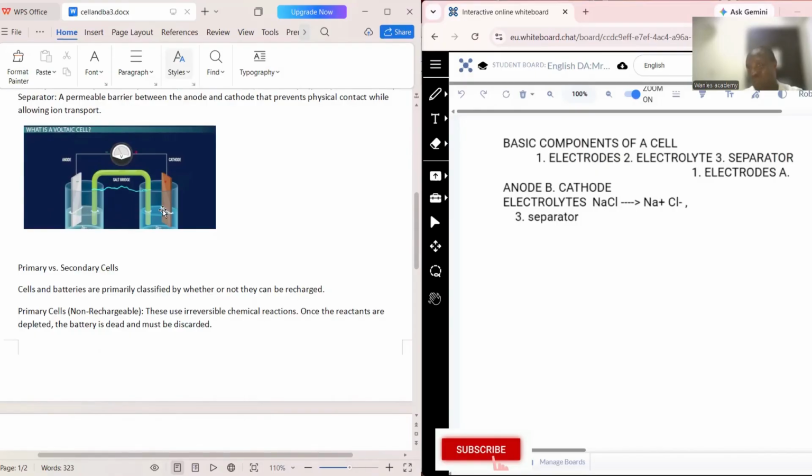Similarly, the cathode can function either as a positive electrode or a negative electrode, depending on how the cell is set up. When the cell is powering a device, the cathode will function as a positive electrode, where reduction takes place. When the cell is being recharged, the cathode will function as a negative electrode. And this is the separator here. This is what we call the salt bridge. So this is the separator in this cell. These are the three components of a cell: the anode, the cathode, and the salt bridge.